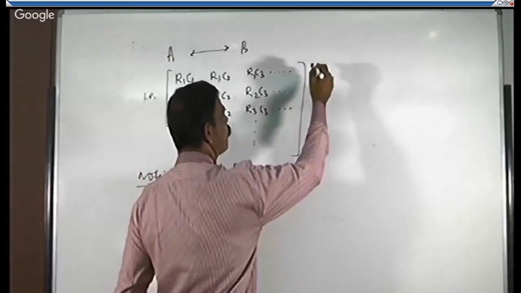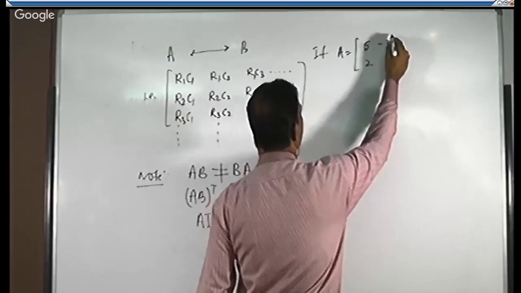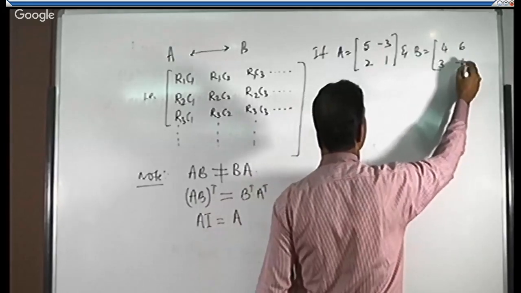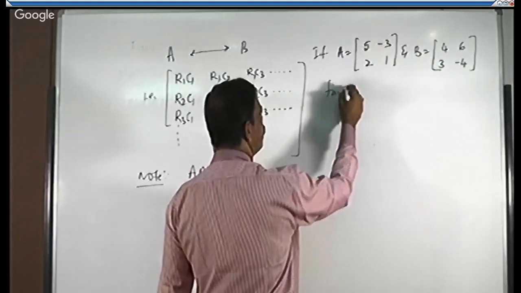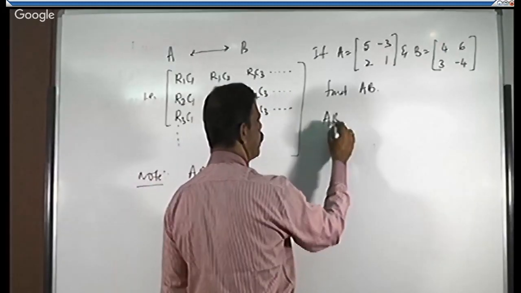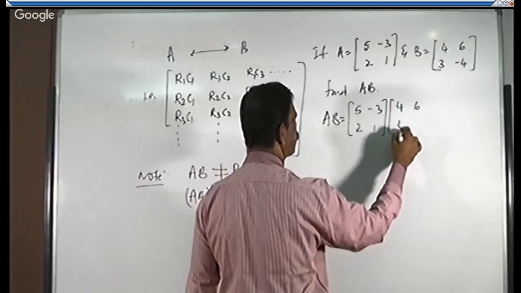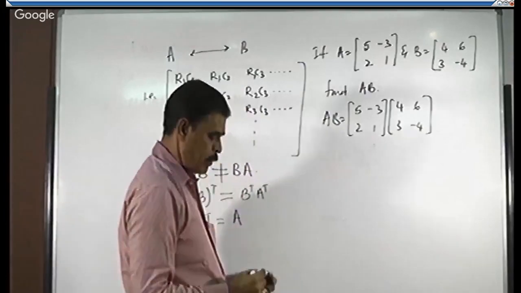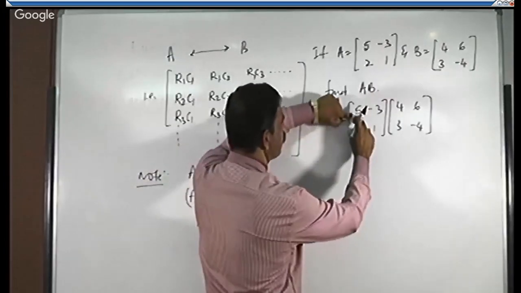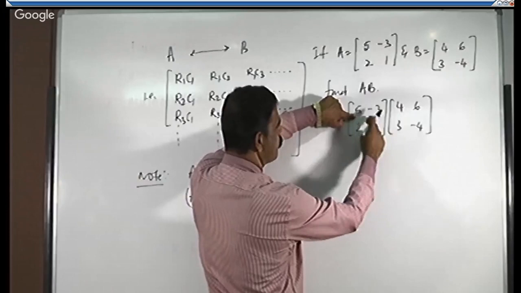Let us take an example of multiplication. If A is equal to [5, minus 3; 2, 1] and B is equal to [4, 6; 3, minus 4], find AB. Write AB as [5, minus 3; 2, 1] into [4, 6; 3, minus 4]. Multiplication is a process of multiplying the entire row with the entire column. Take the first row, how many elements are there? 2 elements. Take the first column, how many elements are there? 2 elements. Then start multiplying.